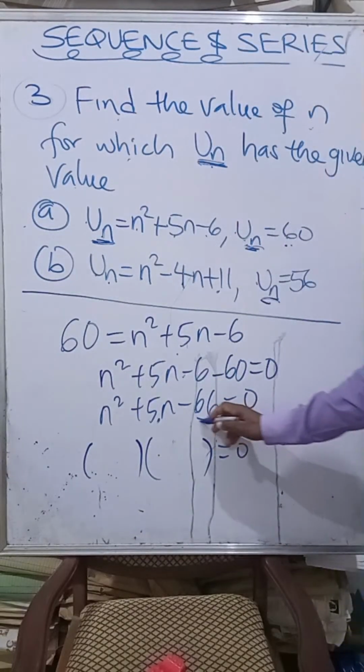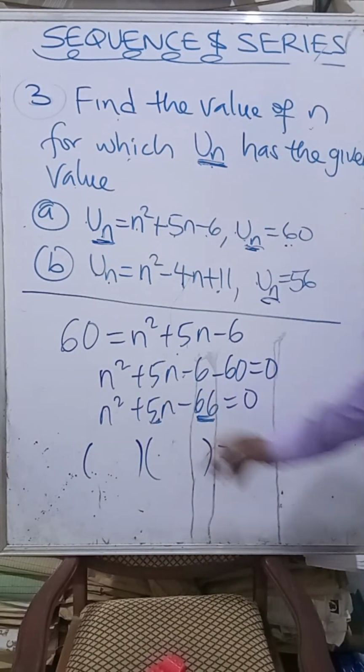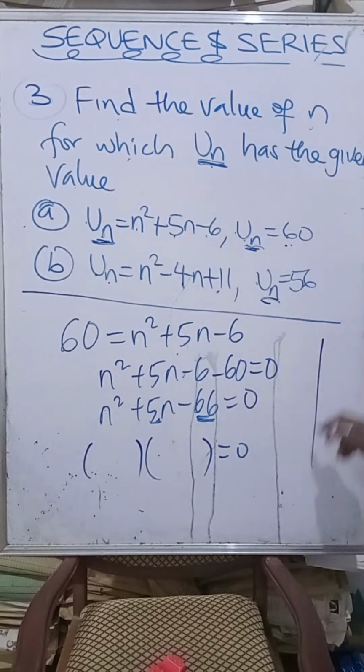2 factors of 66 that can generate plus 5. So let's do that. 66. Let's do the factors of 66. 2 goes in 33 times. 3 goes in 11 times, and 11 goes in itself.